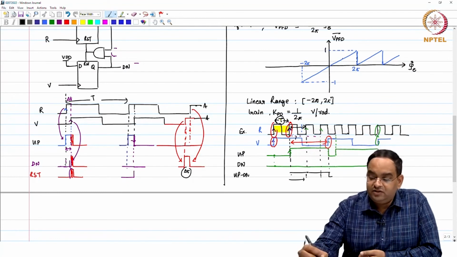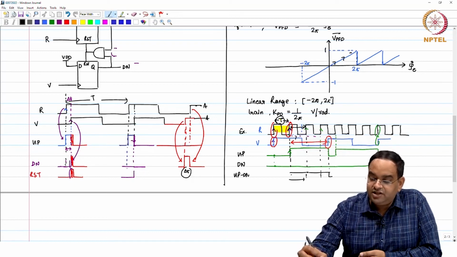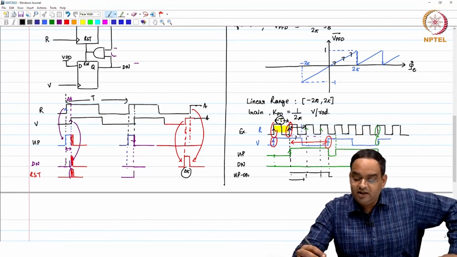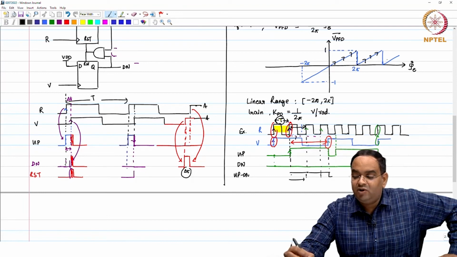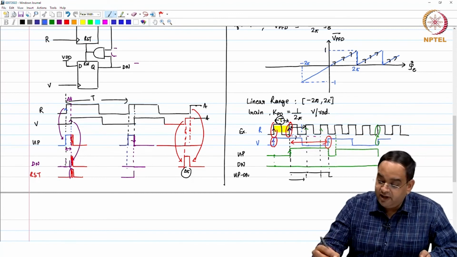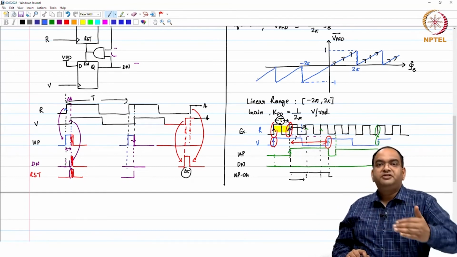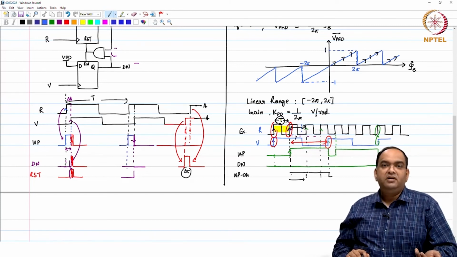So, here you will see that if you start from here, you will start changing your average value. If you are looking for the average value of VPFD at every clock cycle, it will keep on increasing depending on what frequency error you have, and then at one point it will reset, and then again it will keep on increasing. So, this happens in a periodic manner. The nice thing about this is that if the frequency error is positive, it will always remain positive. If the frequency error is negative, it will always remain negative.